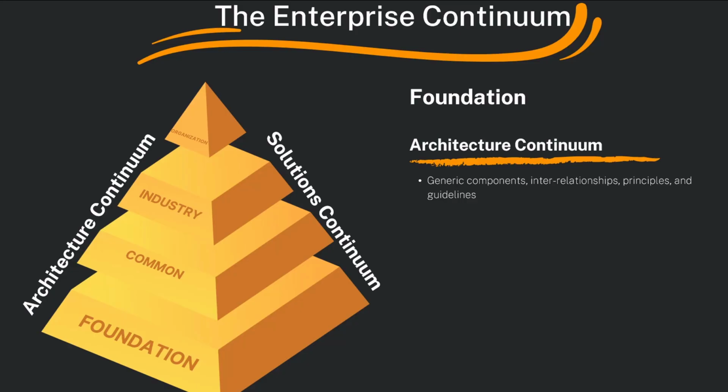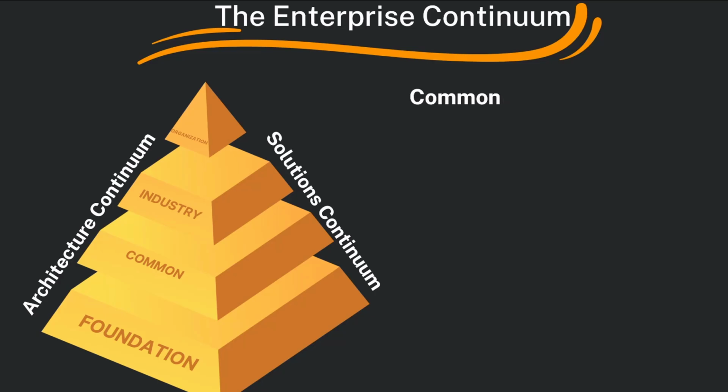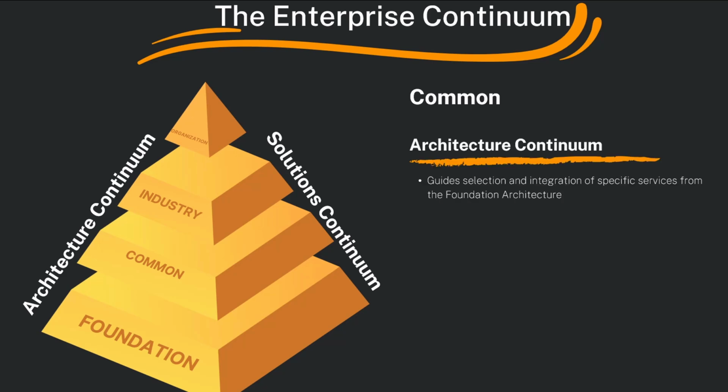In the architecture continuum, this is very generic component interrelationship principle or guideline. And in the solution continuum, this is typically again generic, but it is a concept, tool, product, service, or solution. We then get more specific and our solution becomes a common level. In the common level in the architecture continuum, we use this type of solution to help guide selection and integration of a specific service from our foundation architecture.